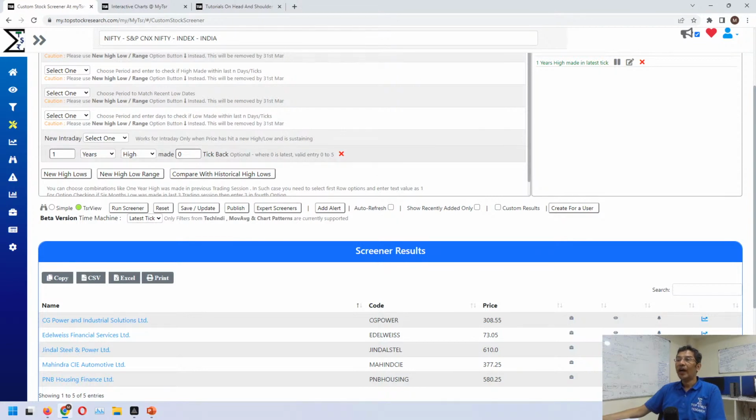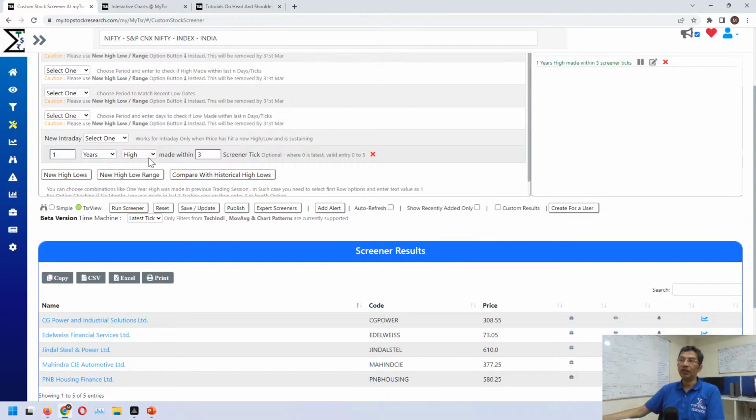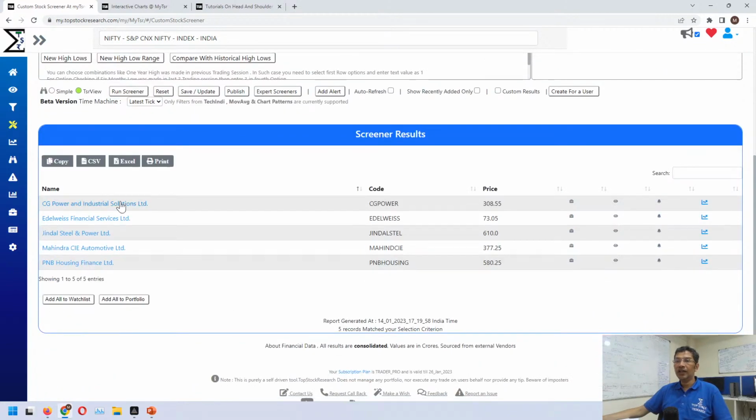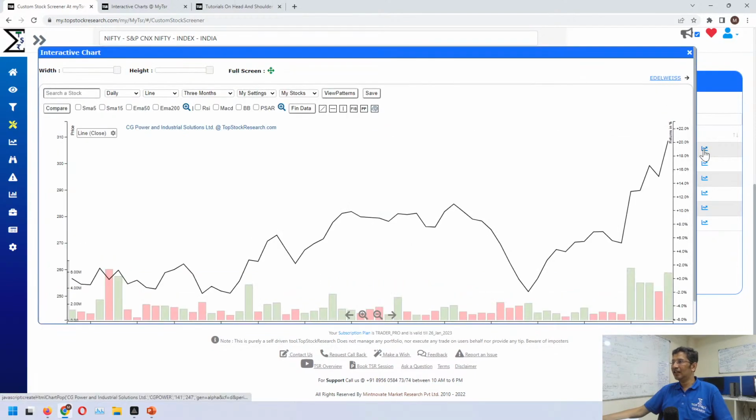The second thing is the new high low range, right? So if the 1 year high was made yesterday, it is still very positive, right? So a new 1 year high made yesterday. What you can look at is whether it was made on that day or on a specific tick, or within certain ticks. So this will filter all the stocks which have made a new 1 year high in the last 3 ticks. So you see there are 5 examples here. We should be getting a little more than that, I hope. Right, 6 examples. So you got an additional stock which made a 1 year high either today, yesterday, or the day before yesterday.